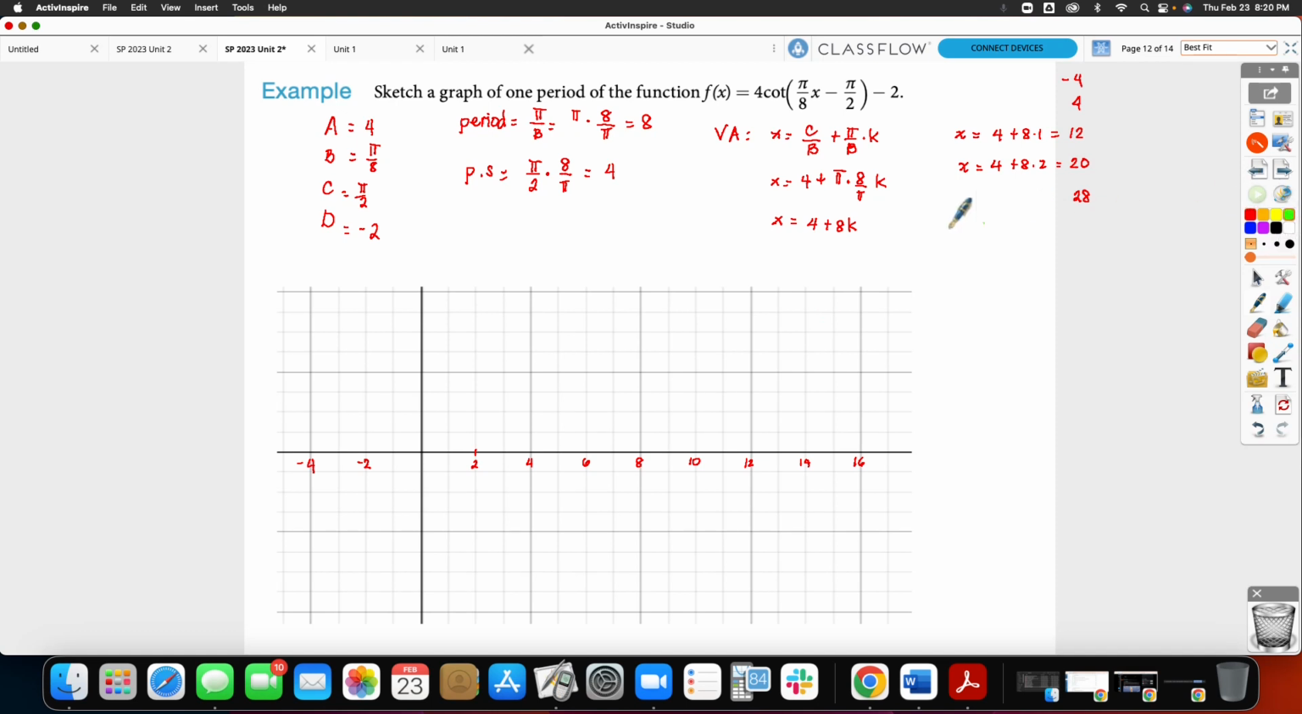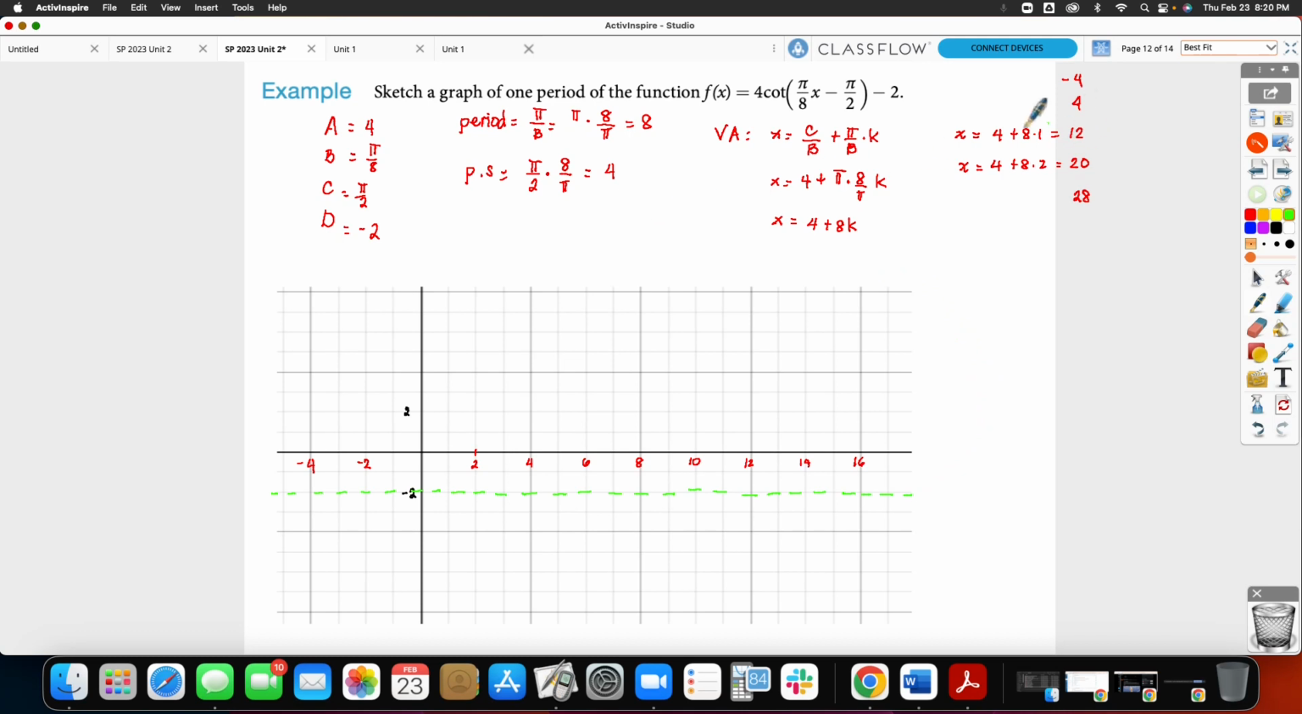Our D is equal to negative 2. Let's just scale the vertical axis by 1. So this is our negative 2, and that would be positive 2. Anyway, let's draw our midline at negative 2, because that's the value of D. This time I started with the midline. Now let's draw our asymptotes, not intercepts, our asymptotes.